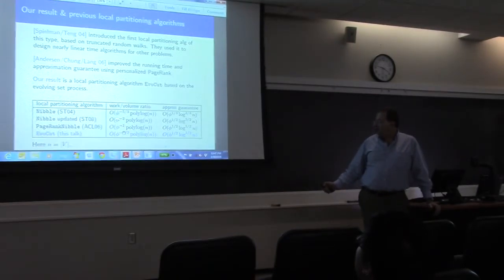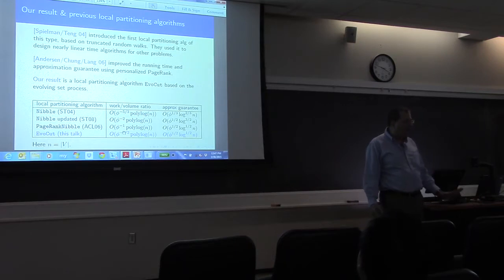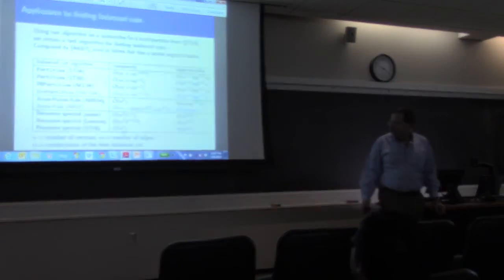And so the work volume ratio, as you see, is some negative power of this conductance phi, and then you have the approximation guarantee. So you'd like both of these to be as small as possible. And here, since phi is a small number tending to 0, phi to the half is better than phi to the 1/3, which was in the original algorithm. So the best random walk-based algorithm and the algorithm we have are very close in performance, but the one we have has the advantage of having no parameters to tune, as we'll see in a moment. It is very straightforward to run, and it has a natural meaning that I'll show as well.